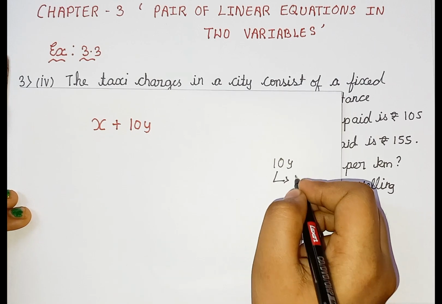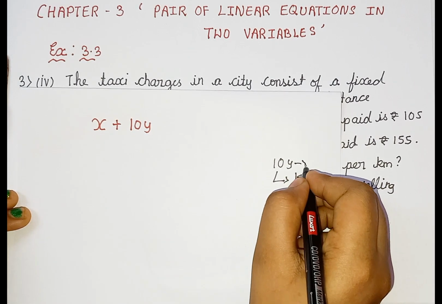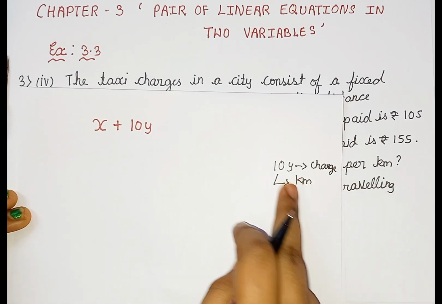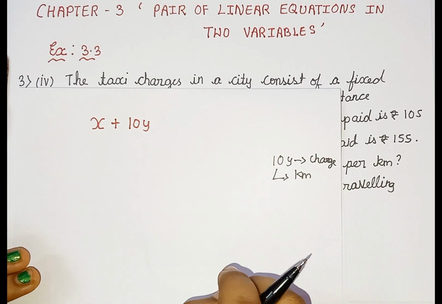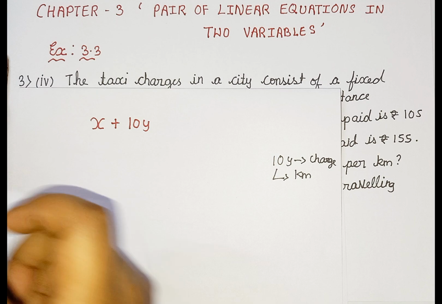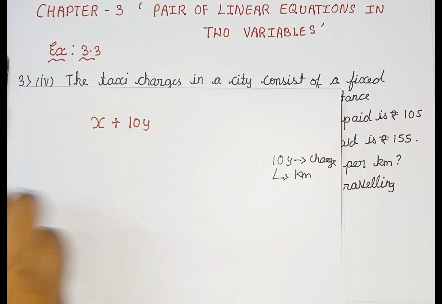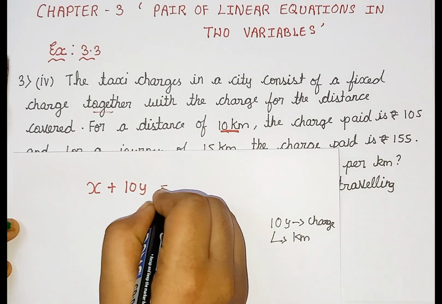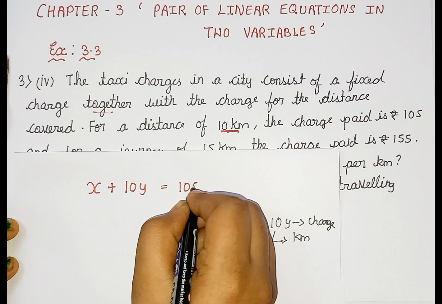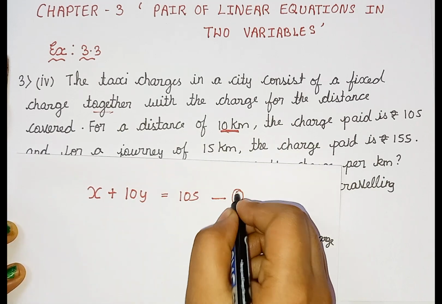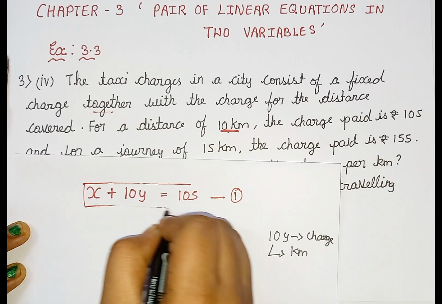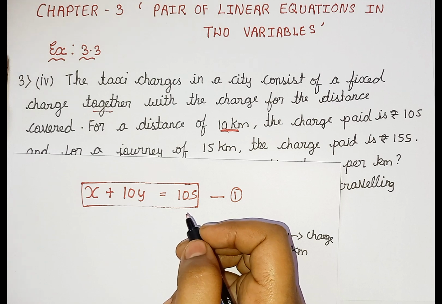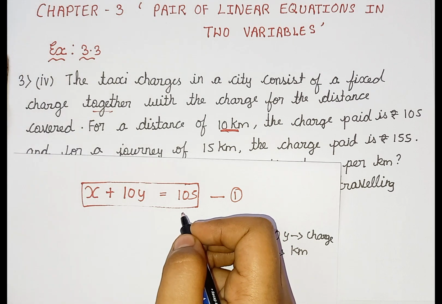So the 10 represents kilometers, and this y represents the charge. However many kilometers we travel, that much amount we have to give. That is the meaning of it, and that's why I wrote 10 into y. This is a logic thing. So the charge paid, x plus 10y, is equal to 105. Now we got equation number 1. Now let us read further.